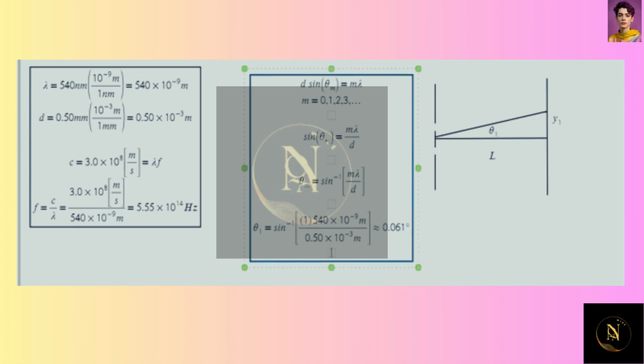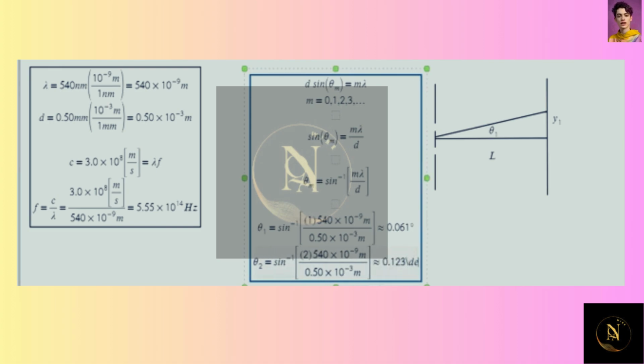We can repeat this calculation when m is equal to 2. So it's going to be the same calculation, we're just going to change m to 2. So let's go ahead and do that. Here's the same equation. We're going to change m to 2, so it's the same input as before, except the m is going to be changed. Let's go ahead and change that m to 2. There it is. We plug this into the calculator, and you get approximately 0.123 degrees.